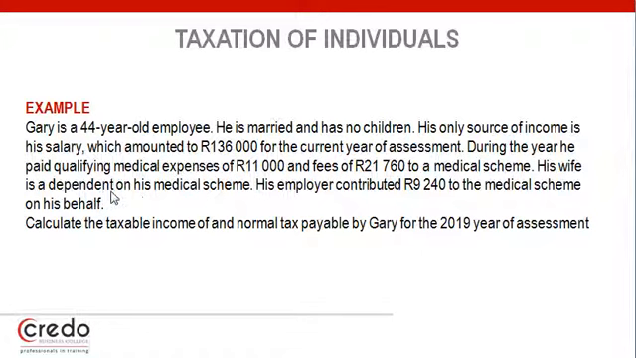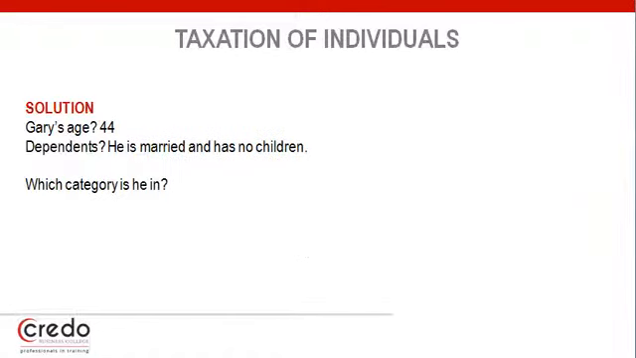His wife is a dependent. Okay, so now we know he definitely has a dependent on the scheme. His employer contributed $9,240. Calculate taxable income and the normal tax payable by Gary. So we start off by saying Gary's age, 44. So he doesn't qualify for the 65 plus disability. How many dependents? They say he's married, no children, so 1 dependent. So what category is he in?